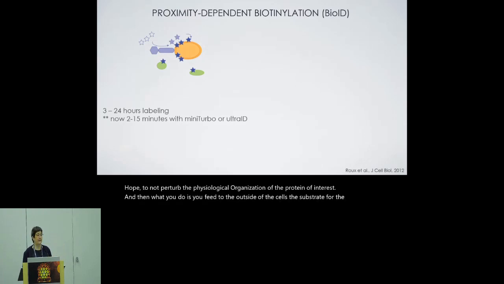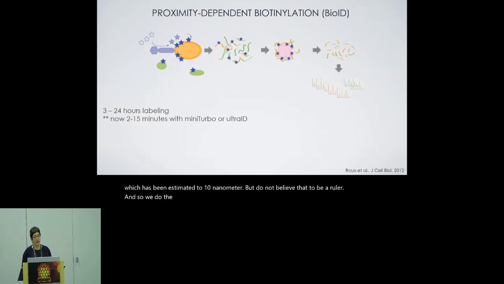And then what you do is you feed to the outside of the cells the substrate for the enzyme, which is biotin. So this gets taken up by the cell, activated by the enzyme to a reactive intermediate, which is biotinyl-AMP, that then diffuses away from where the bait is located and can label covalently with biotin proteins on their epsilon amine in a very close radius, which has been estimated to be 10 nanometers, but do not believe that to be a ruler. And so we do the experiment for a long period of time so that we have sufficient accumulation. And then at the end of this, you can lyse the cells in as harsh a condition as you want because you do not need to maintain interaction anymore.